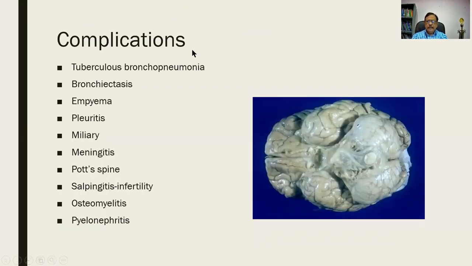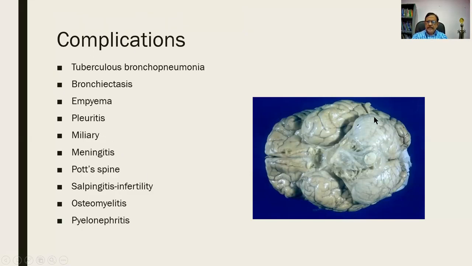The complications of tuberculosis can be a tuberculous bronchopneumonia, we had mentioned. Bronchiectasis, we had seen in an earlier class, and one of the causes can be tuberculosis. Okay, it can spread to the pleural space, causing a pleural lesion called empyema, or just an inflammation, a pleuritis. Miliary tuberculosis is very important, meningitis.